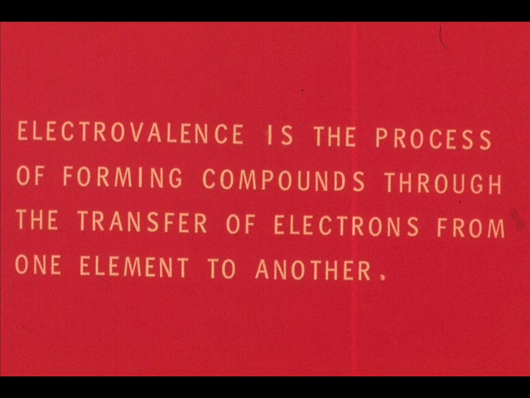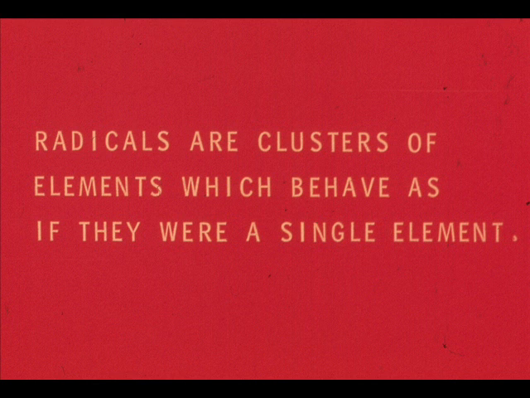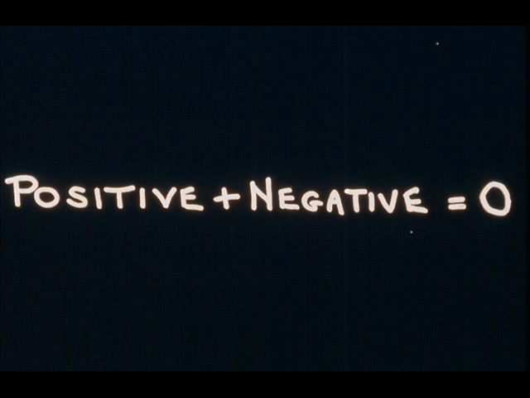Electrovalence is the process of forming compounds through the transfer of electrons from one element to another. An ion is a charged particle which has given up or received electrons. Ions possess properties which are totally different from the atoms from which they come. Radicals are clusters of elements which behave as if they were a single element. Valence numbers may be positive or negative, but the net sum of the valence numbers of elements in a compound must be 0.